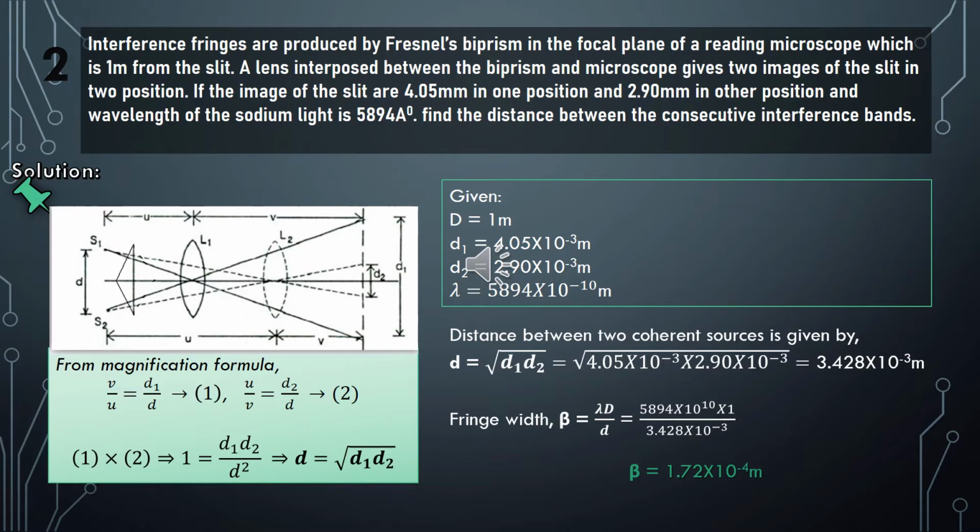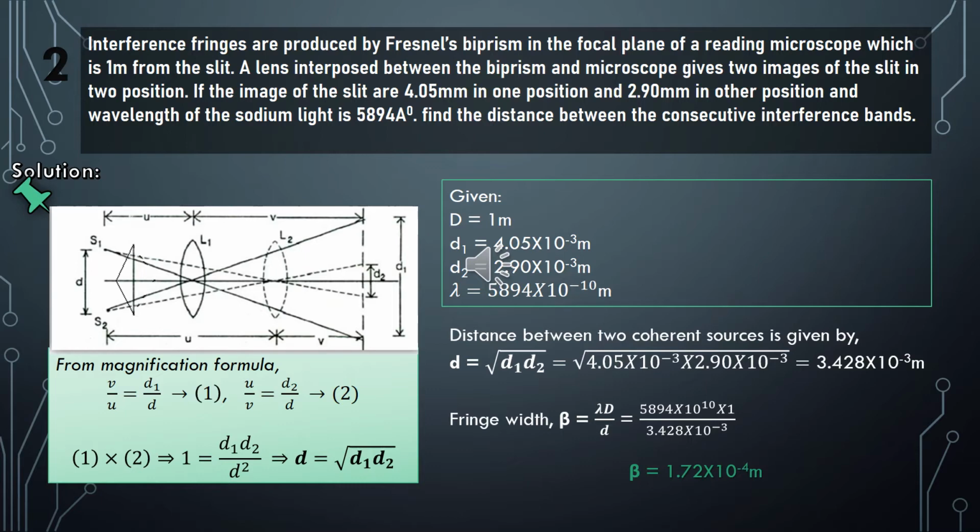So multiplying the two equations, you can get the object size D is equal to root of D1 D2. So from the data given, capital D, the distance of the screen from the source, is equal to 1 meter. D1 is equal to 4.05 into 10 raised to minus 3 meter. D2 is equal to 2.9 into 10 raised to minus 3 meter, and wavelength lambda is equal to 5894 into 10 raised to minus 10 meter.